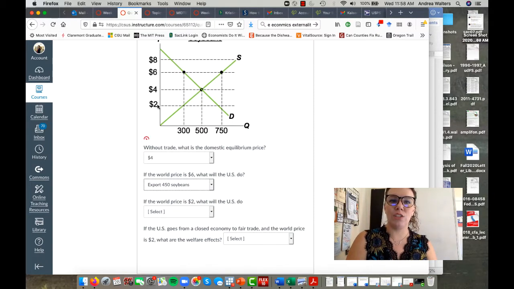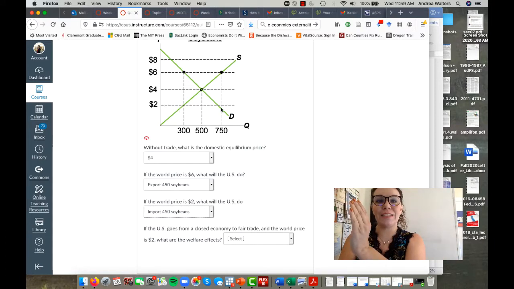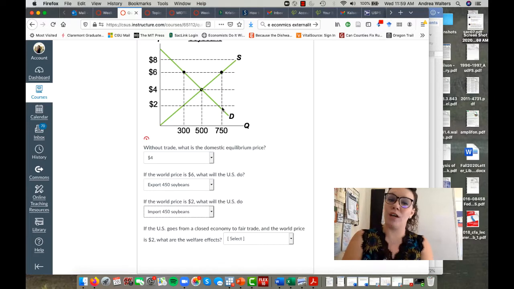If the world price is $2, now we're going to see the US import because quantity demanded is much higher than quantity supplied. Domestic firms only want to produce 300 soybeans for the market. Meanwhile, domestic consumers want to buy a lot more soybeans. So now imports are going to be the difference between the quantity demanded and the quantity supplied at that world price. So we're going to see the US import 450 soybeans. 300 will be made domestically by our own producers here in the US, and then the remaining 450 to get us up to that 750 is going to come from abroad.